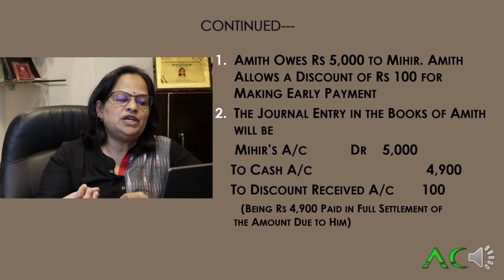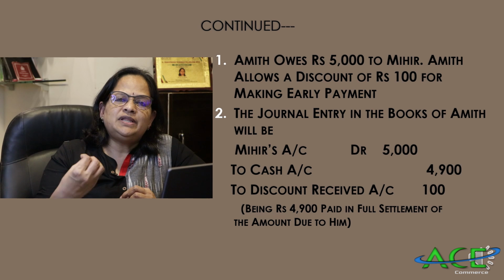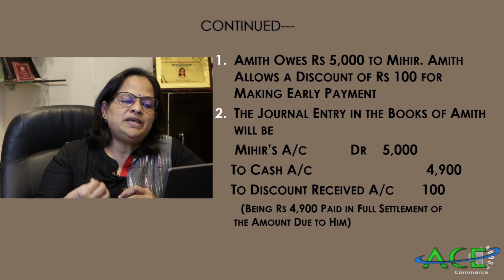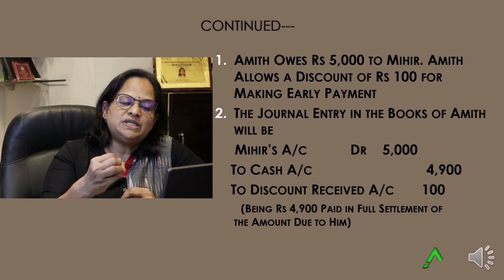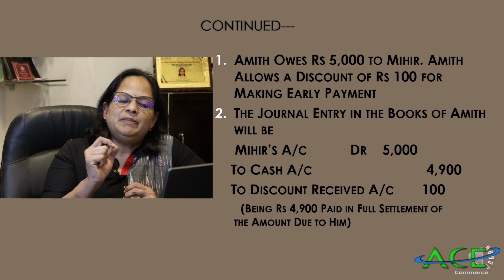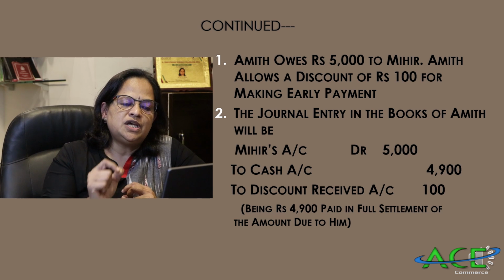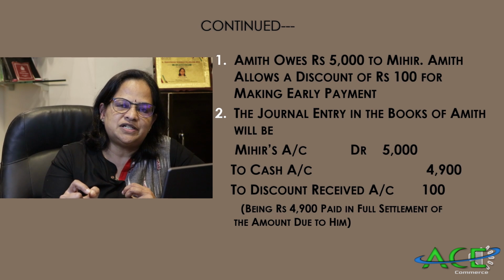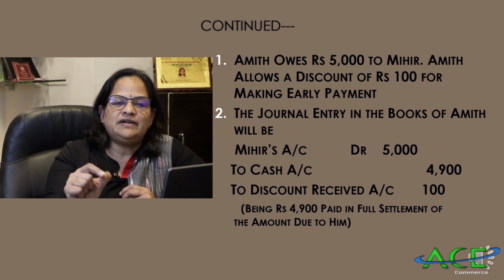For example, Amit owes rupees 5,000 to Mihir. Amit is allowed a discount of 100 for making early payment. So this 100, how are we going to adjust? 100 rupees he got as discount. So the journal entry in the books of Amit will be Mihir's account debit 5,000. He was supposed to pay 5,000 rupees. To cash account 4,900, because only 4,900 Amit has paid. Now discount received is 100.